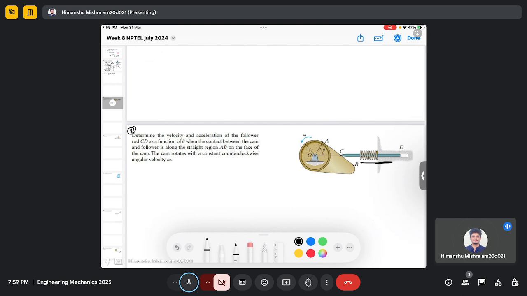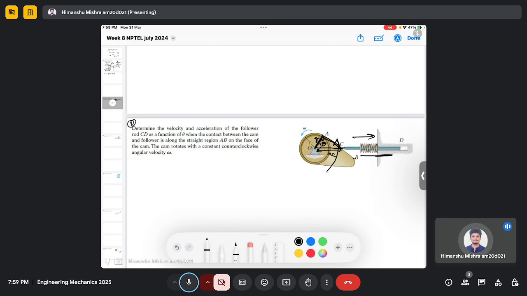As this rotates, what happens? The CD tries to go in the backward direction. So let me define this quantity xc. This is r. So I will have a triangle here. This is 90 degrees, this is theta, and this is r.